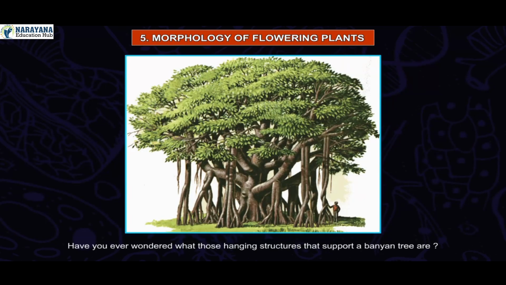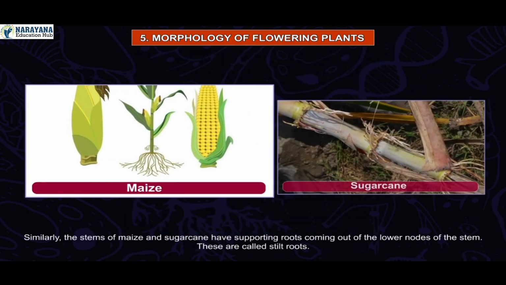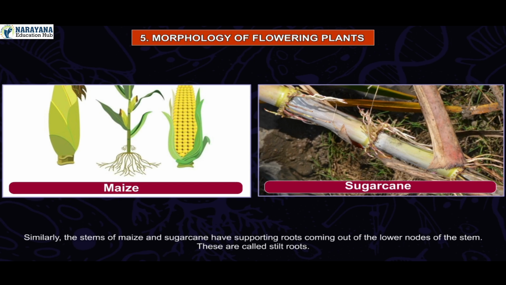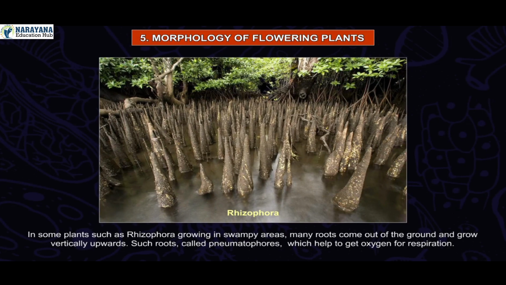Have you ever wondered what those hanging structures that support a banyan tree are? These are called prop roots. Similarly, the stems of maize and sugarcane have supporting roots coming out of the lower nodes of the stem. These are called stilt roots. In some plants, such as Rhizophora growing in swampy areas, many roots come out of the ground and grow vertically upwards. Such roots are called pneumatophores, which help to get oxygen for respiration.